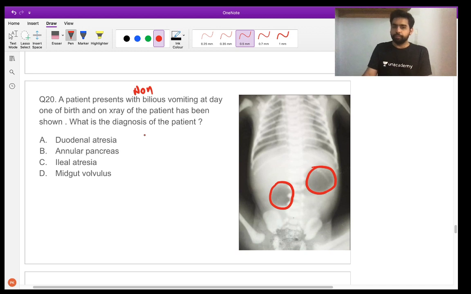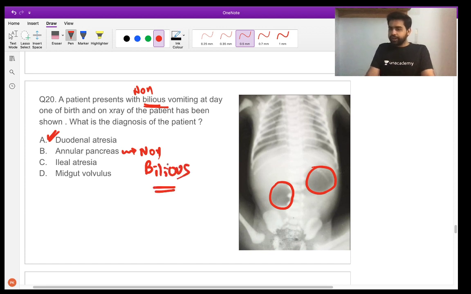So please understand, if you have a double bubble appearance, you all know this. Very good, guys. If you have a double bubble appearance and bilious vomiting, then the answer is duodenal atresia. But if you have non-bilious vomiting, then the answer is annular pancreas. This is a very basic difference, but this question has been asked repeatedly in your NEET exam. Again, I'm repeating: double bubble appearance with bilious vomiting, the answer is duodenal atresia. Double bubble appearance with non-bilious vomiting, the answer is annular pancreas. I hope you understood this. So this was about our last MCQ.